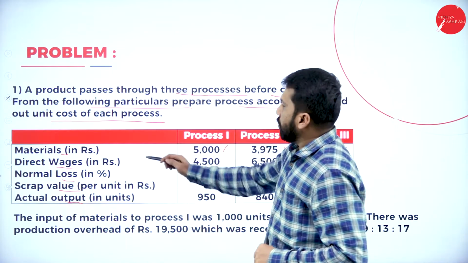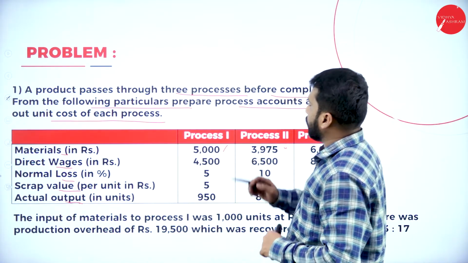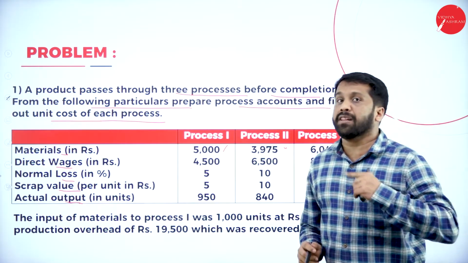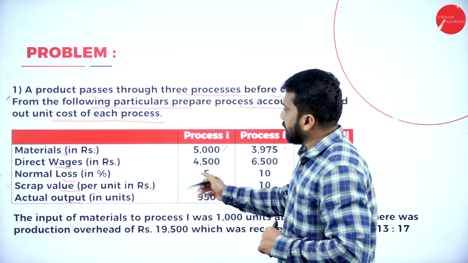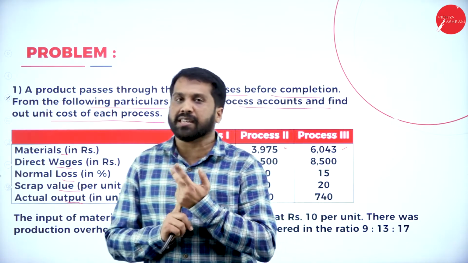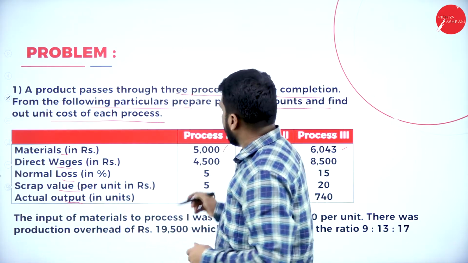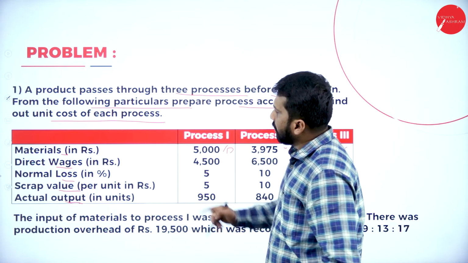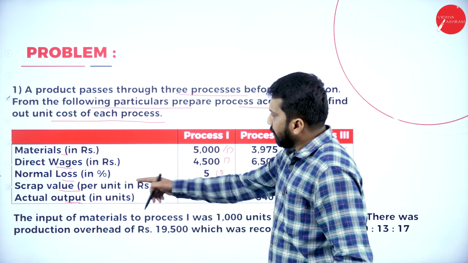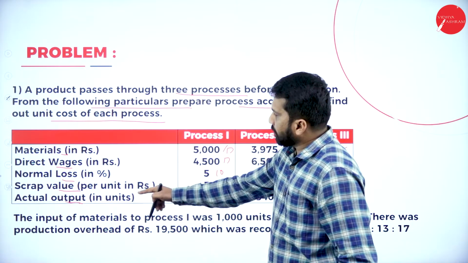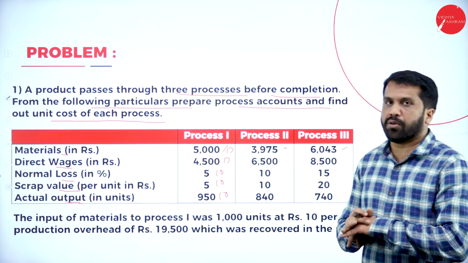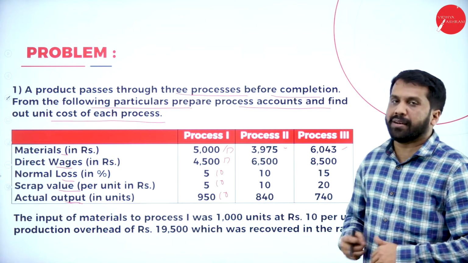In this, your material is 5,000, direct wages 4,500. Now, process 2 and process 3 will come later. Now we go with process 1. I told you any purchases, any expenses, it comes where? Debit side. Material, debit; direct wages, debit; normal loss, credit; scrap value, credit; actual output, credit, closing output. Hope you are clear. These two will come later.